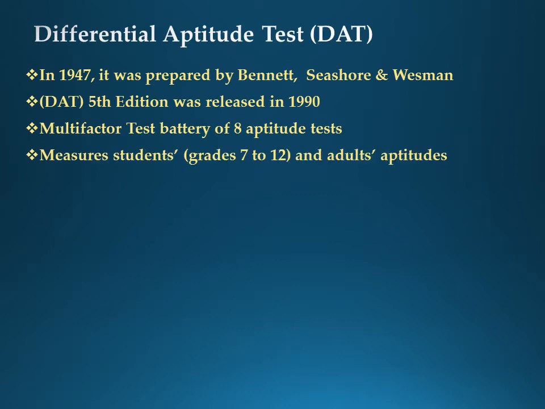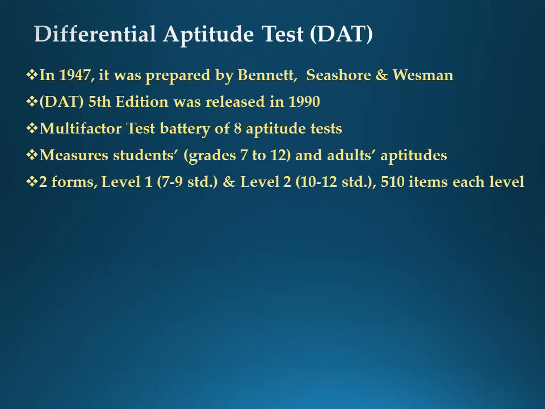Now, while we look at this, let's understand that it measures a student and an adult's aptitude as well. Now for students, we're looking at grades 7 to 12. Mostly it's used with students. There are 2 forms available. We have level 1. Each form has 2 levels. So level 1, we're looking at how it can be administered for grade 7 to 9 standard, and level 2 can be given to 10th and 12th standard, obviously, because there has to be some amount of difference in the difficulty level. And it has 510 items each.